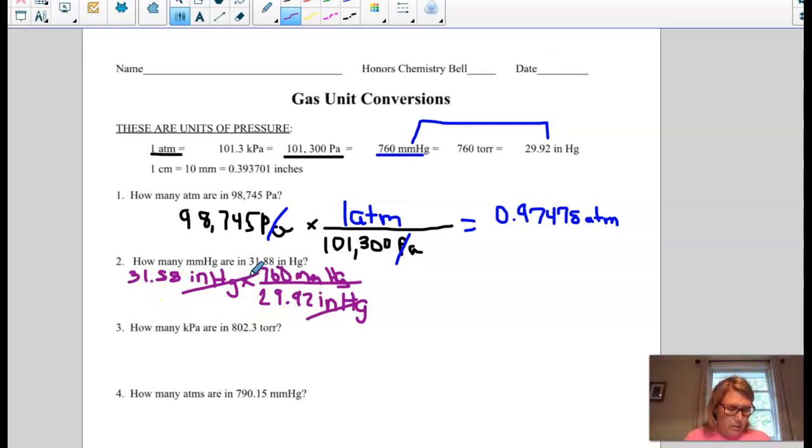So now I'm going to do the math. So I'm going to do 31.88 divided by 29.92 times 760. So it's going to be equal to 810 millimeters of mercury. Okay, so that's the setup on how to do pressure conversions.